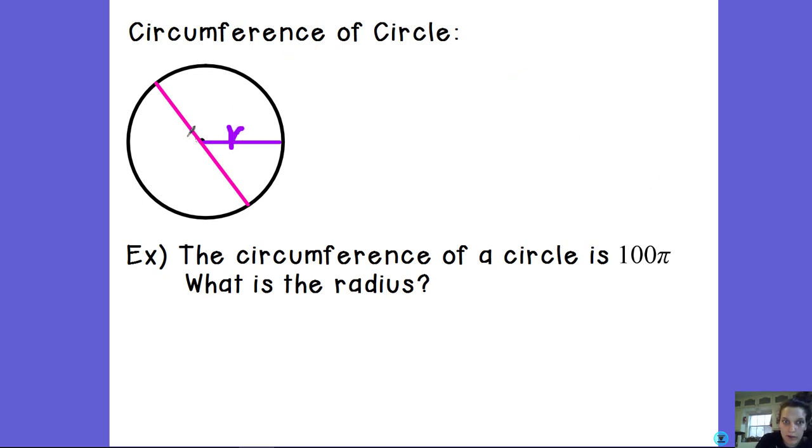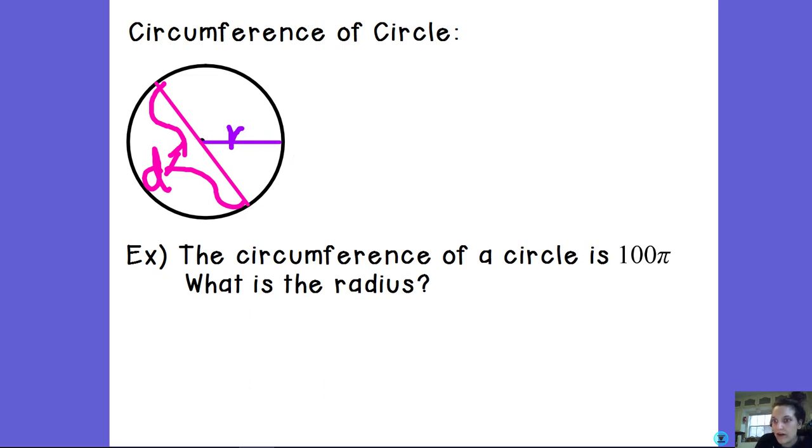If you were to double the radius, it would connect one end of the circle to the other, and it would pass through the center. And when you double the radius, that's called the diameter. So this whole length right here is our diameter. If you double the radius, it gives you the diameter. Or if you have the diameter, you would divide it by 2, and that gives you the radius.